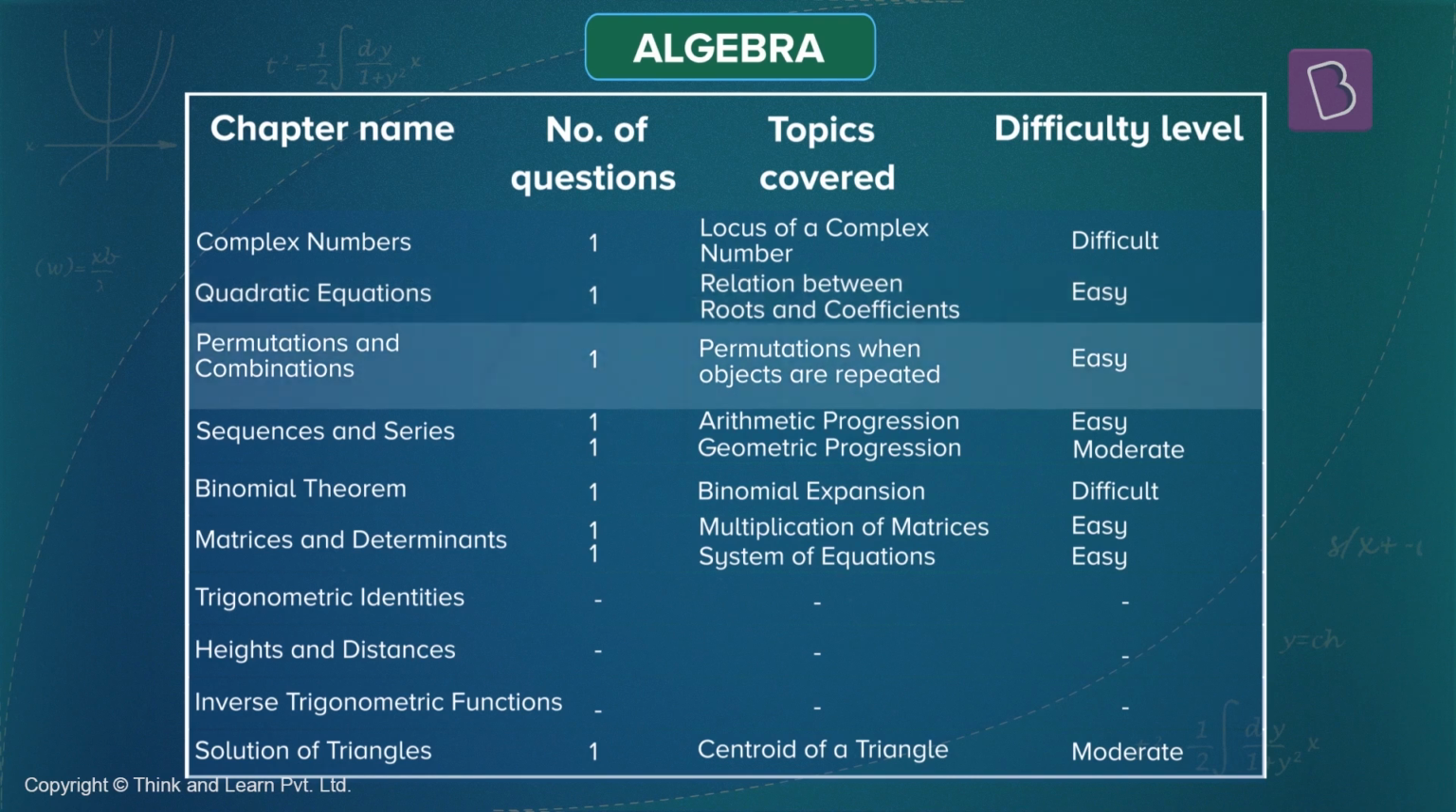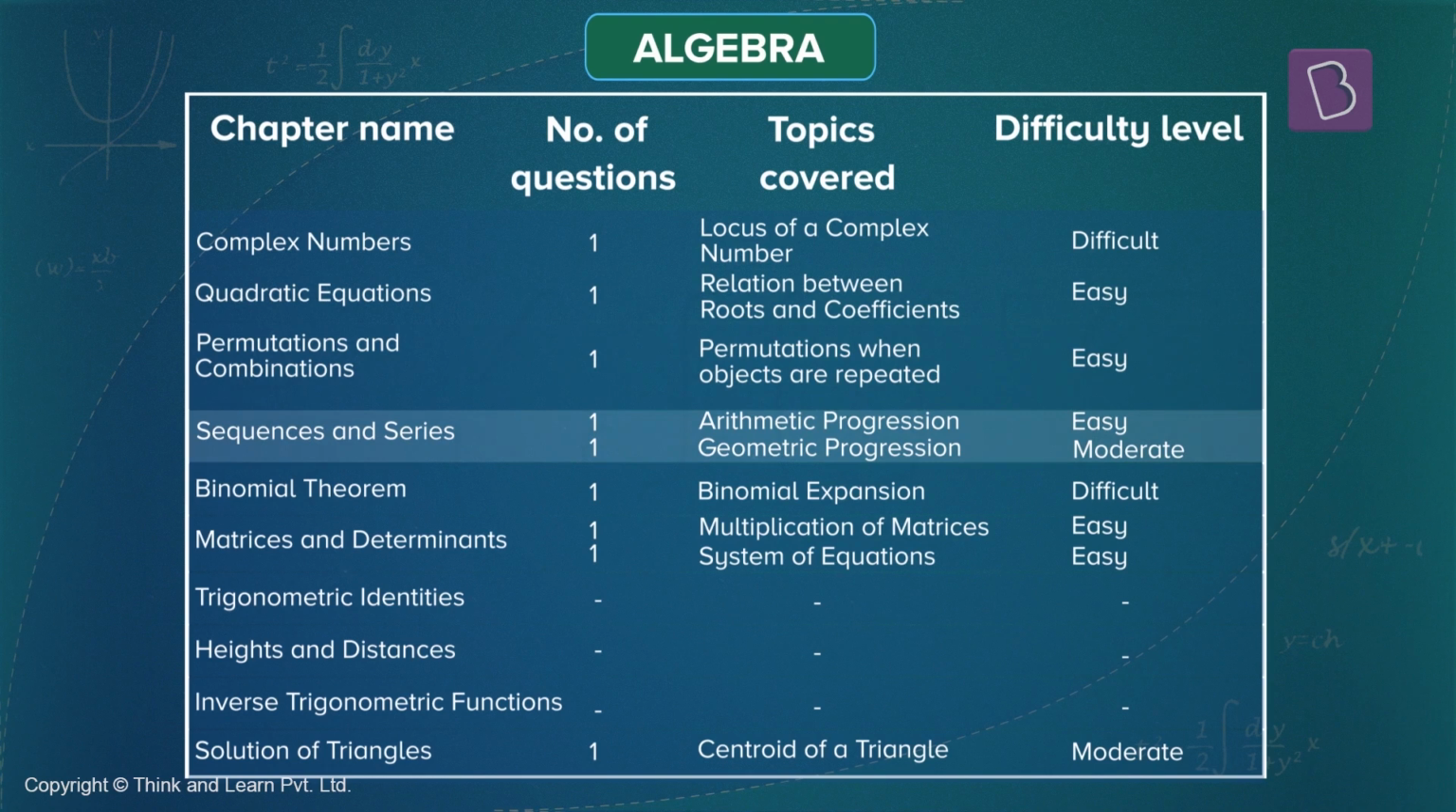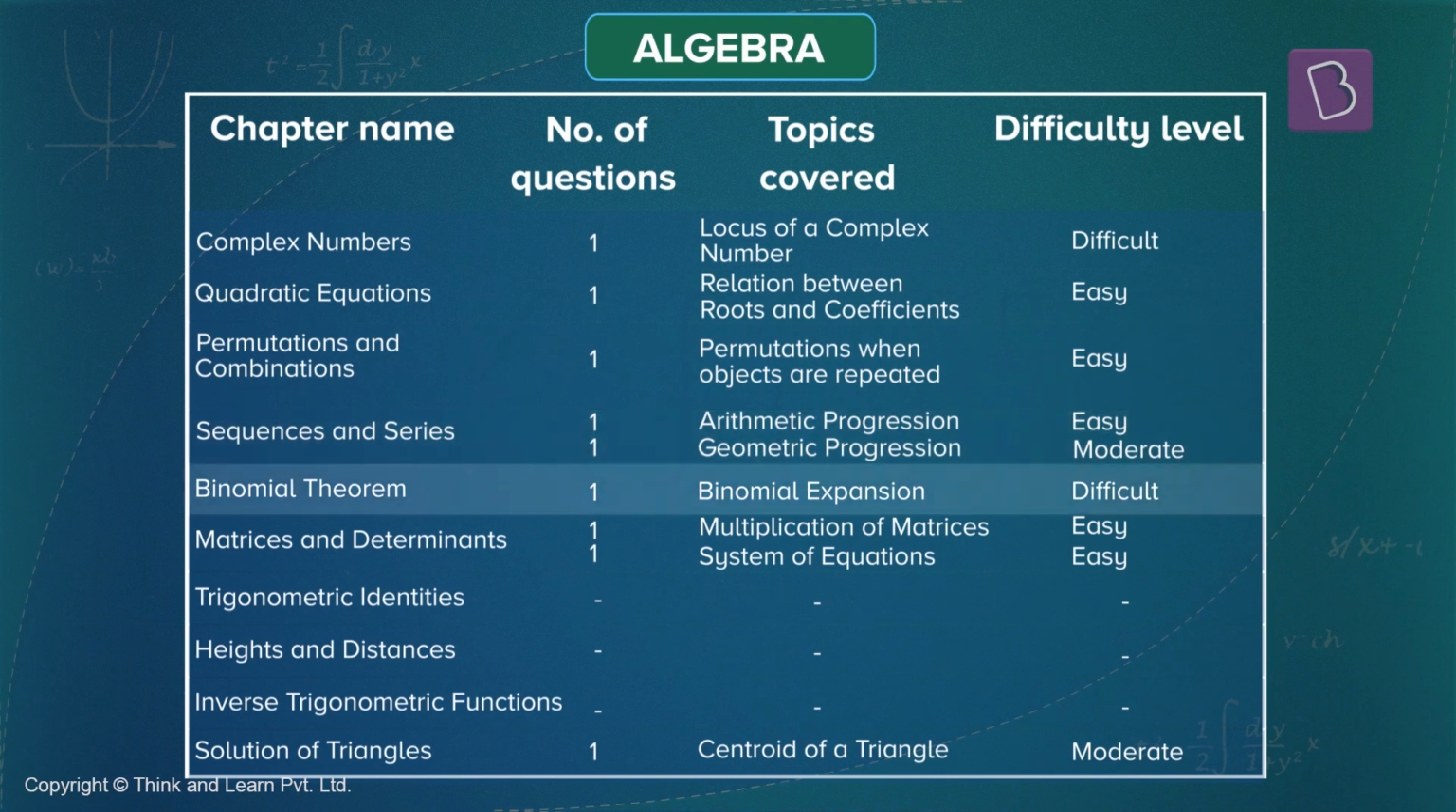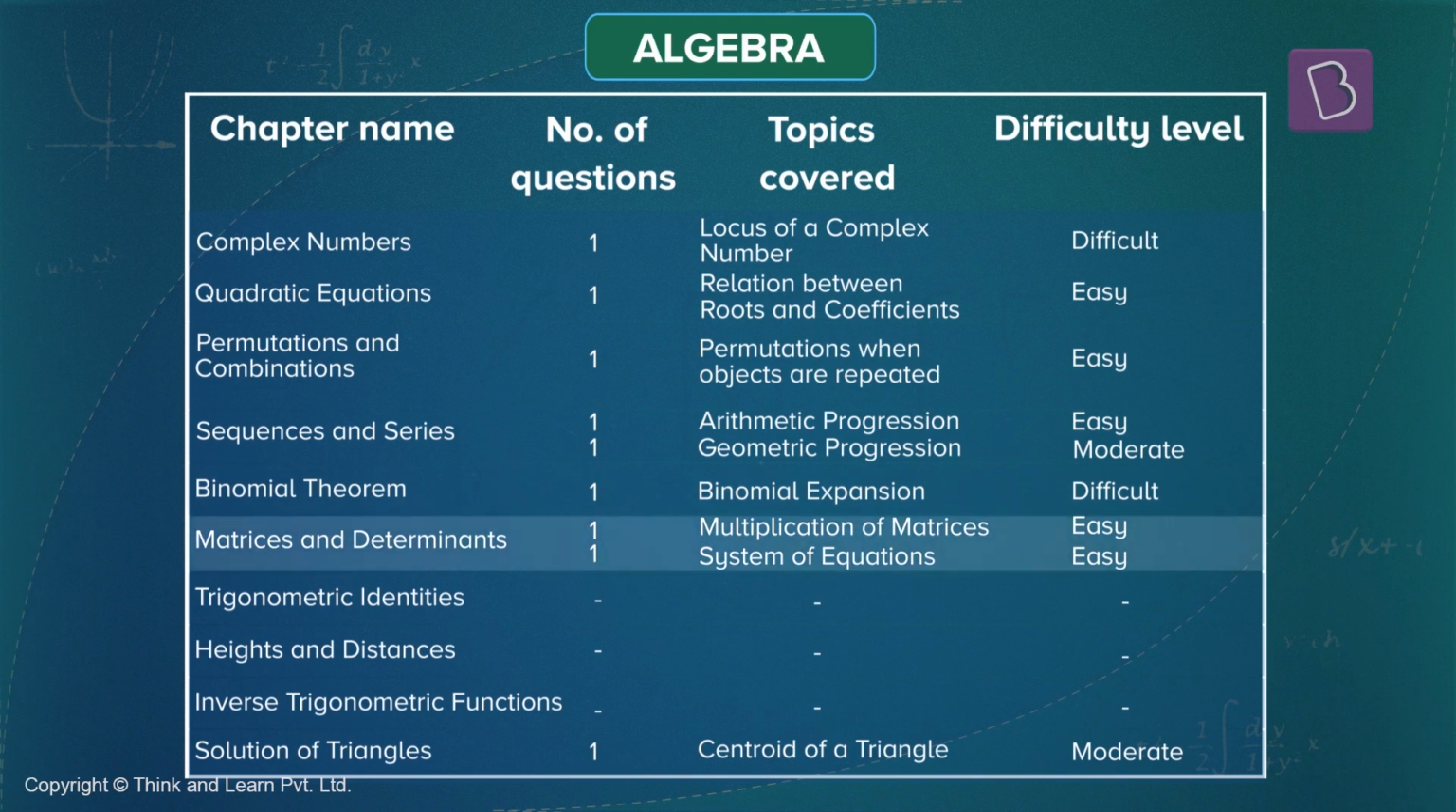PNC, again, one basic question. Sequence and series, we had 2 questions from here, one from AP and one from GP. Binomial theorem, well, there was a bit difficult question from here based upon coefficients. Then we had 2 questions from matrices and determinants, one on multiplication of matrices, the other from system of equations.